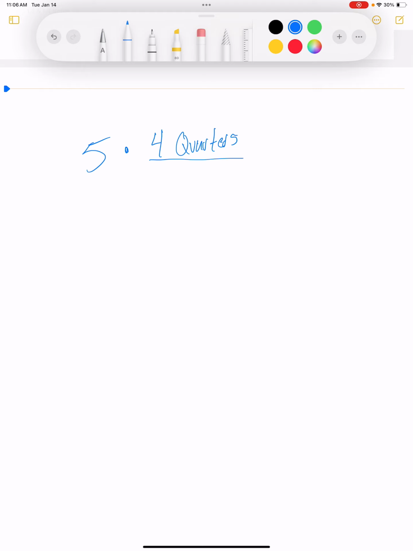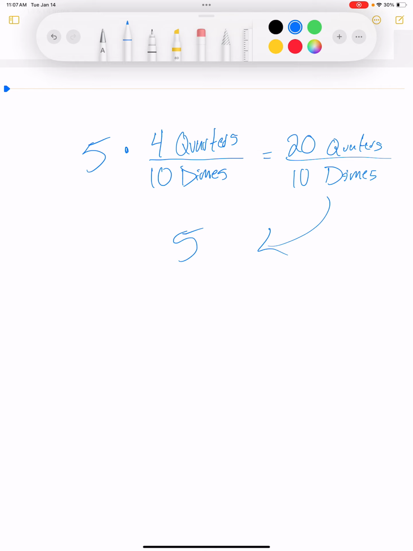Now, you would say, well, that's kind of like the last one. But what if I didn't divide it by quarters? What if instead I divided it by dimes, right? Dimes. Well, now it's not 4 anymore. Now it's 10. So would this still be the same? So if I had 5 times 4 quarters, which would be 20 quarters, whatever, divided by 10 dimes. Is this still $5, right? Yeah, it's still $5.